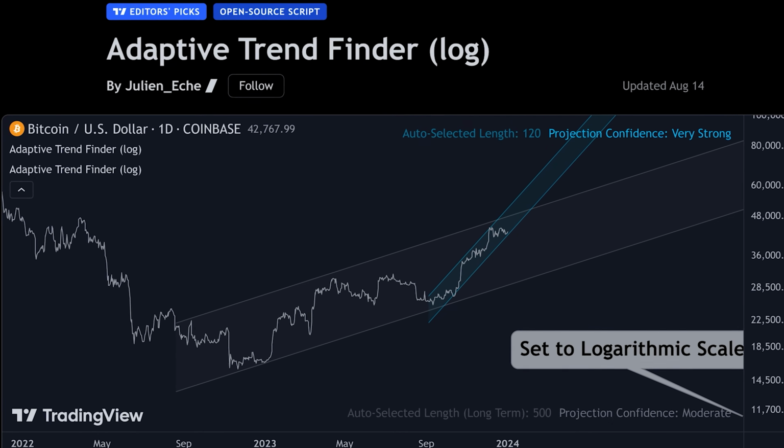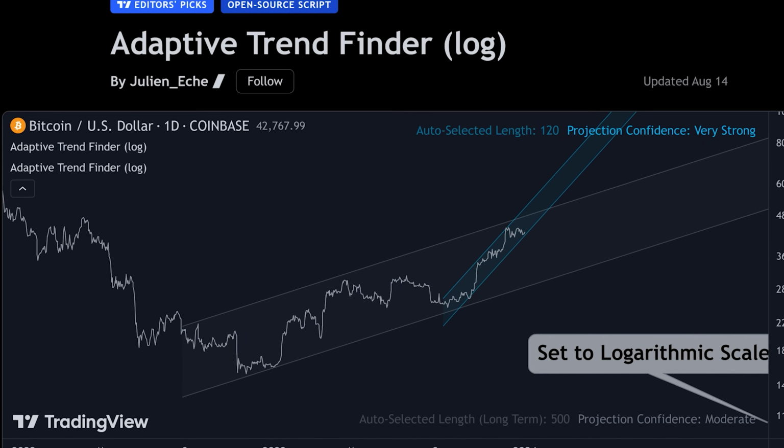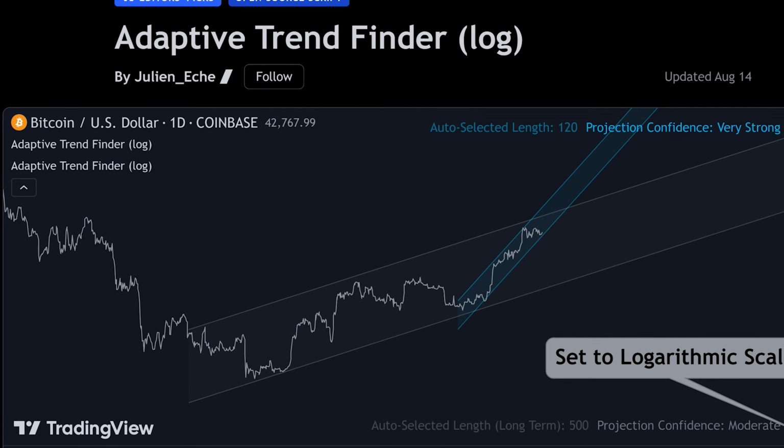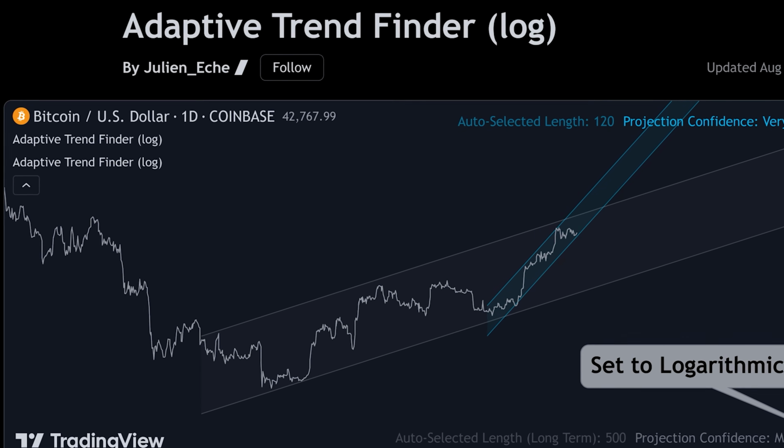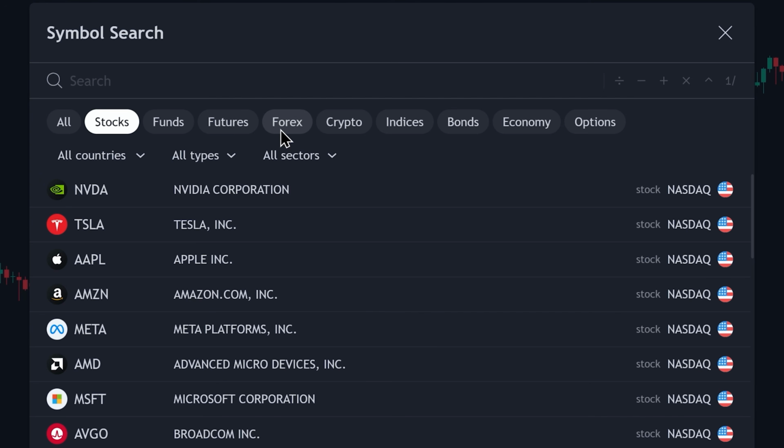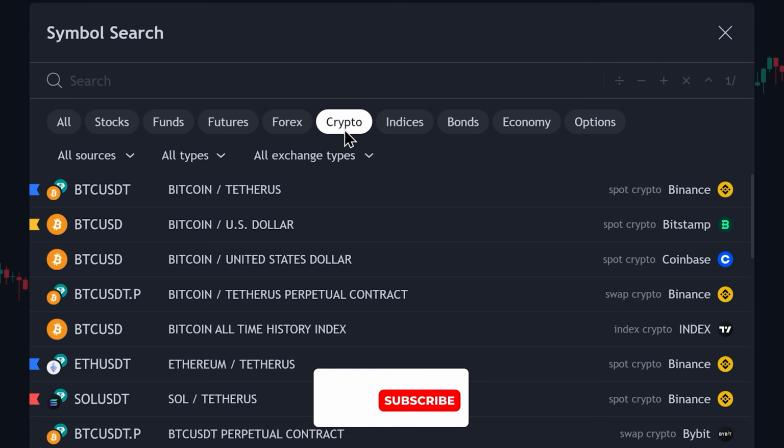Hi traders! Today, we'll be looking at the Adaptive Trend Finder Indicator, a tool that helps you find trends in the market with great accuracy. You can use it for trading stocks, Forex, or crypto.